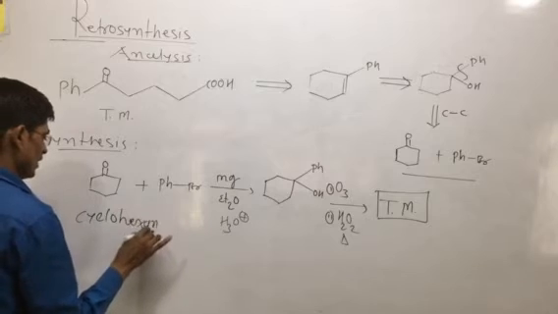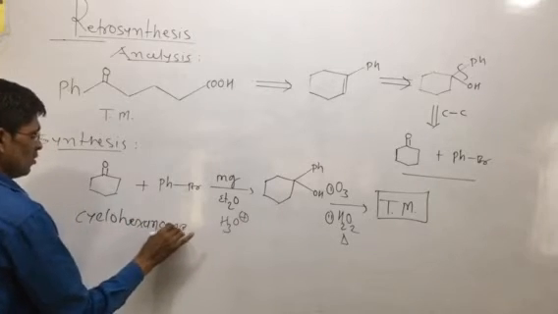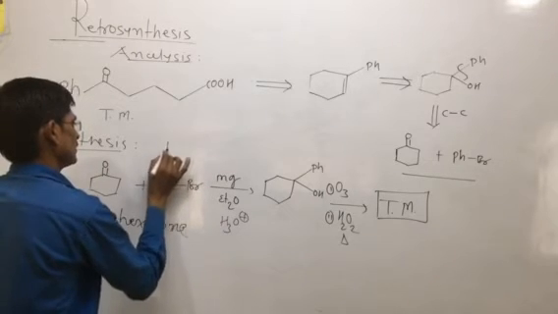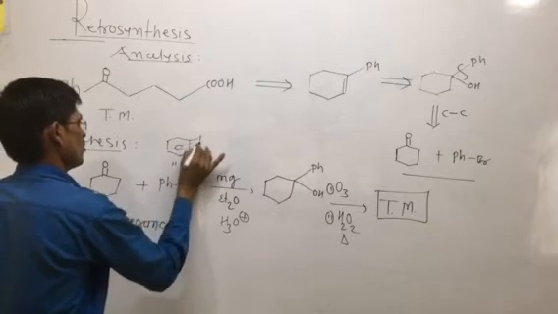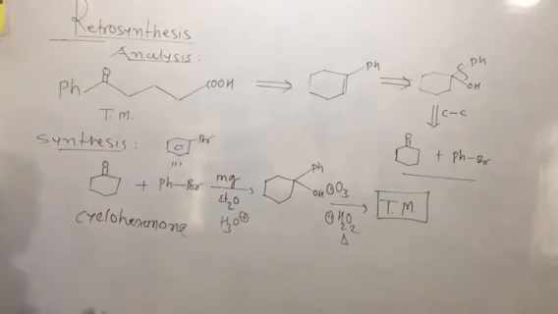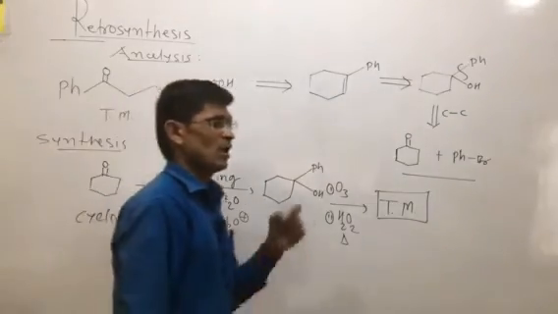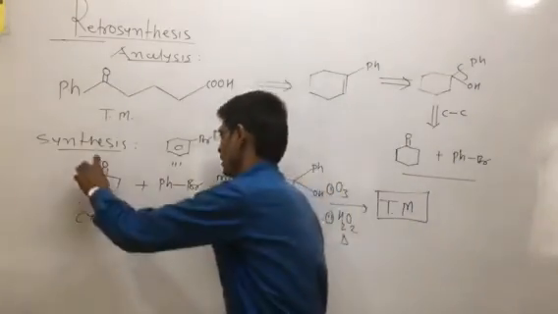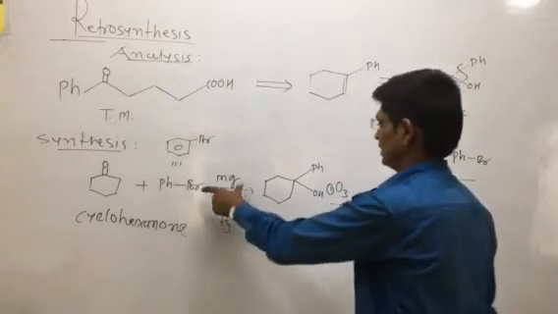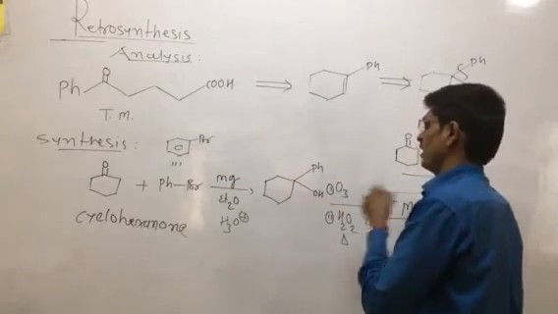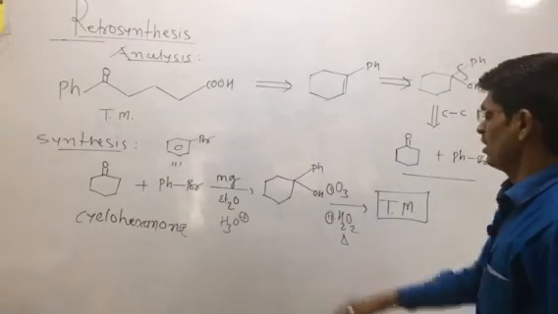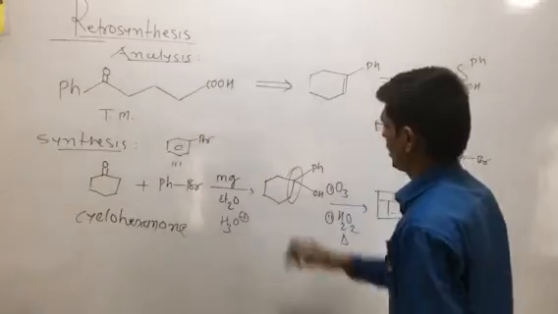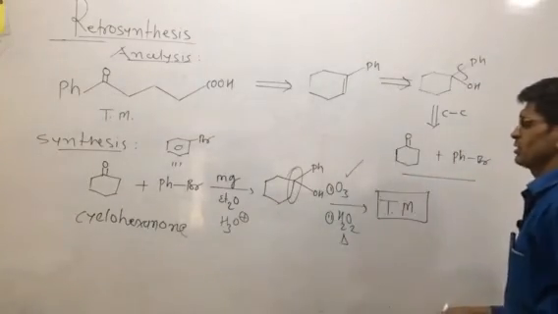This is the cyclohexanone, and this is the bromobenzene. These reactant species, bromobenzene, are treated with the cyclohexanone. It is a nucleophilic addition on the carbon-hetero multiple bond, carbon-oxygen double bond, by the Grignard reagent. Then what happens? Formation of this OH. Then the oxidation of these types of carbon atoms is the ozonolysis.